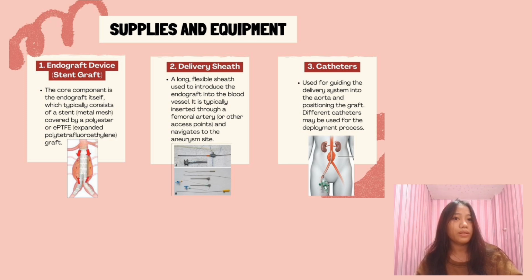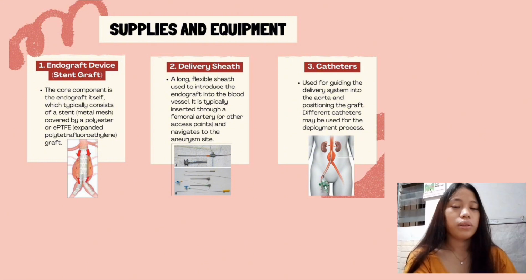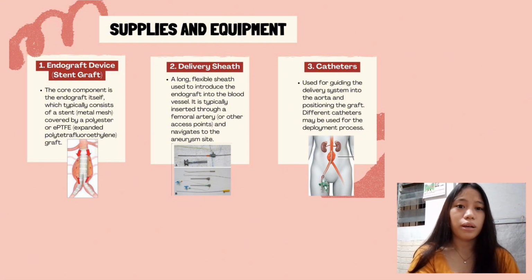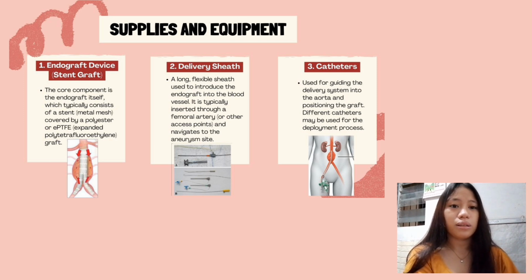Yung stent graft is tailored to the patient aortic anatomy. Kadalasan po, custom based siya based sa preoperative imaging. Delivery sheet or catheter. A long flexible sheet used to introduce the endograft into the blood vessel. Ano po siya, ini-insert siya sa femoral artery or sa ibang access points and navigate siya sa aneurysm site.